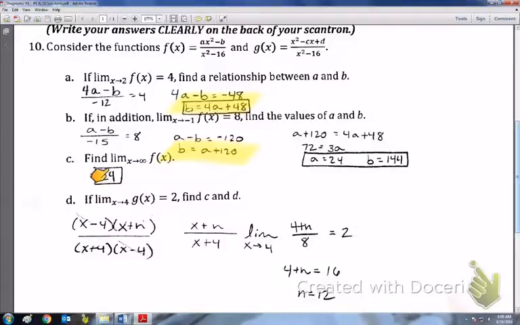So there is a horizontal asymptote at y equals 24, and the graph will follow that horizontal asymptote because the degree of the numerator and the degree of the denominator are equal to each other. So it's the ratio of the leading coefficients, A divided by 1.